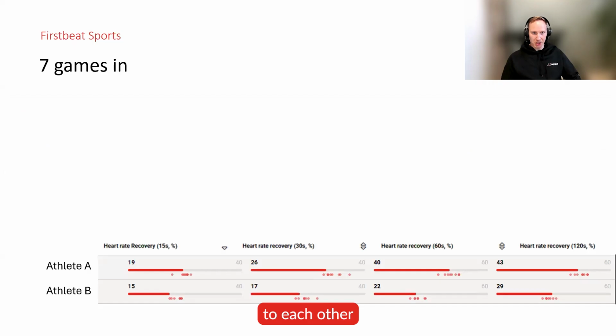But you probably have heard this before, it's not fair to compare athletes with absolute values to each other. So we are using the relative heart rate recovery to compare athletes. And the trend stays quite the same. You can see here again, it's 40% in 60 seconds for athlete A, 22% in 60 seconds for athlete B.